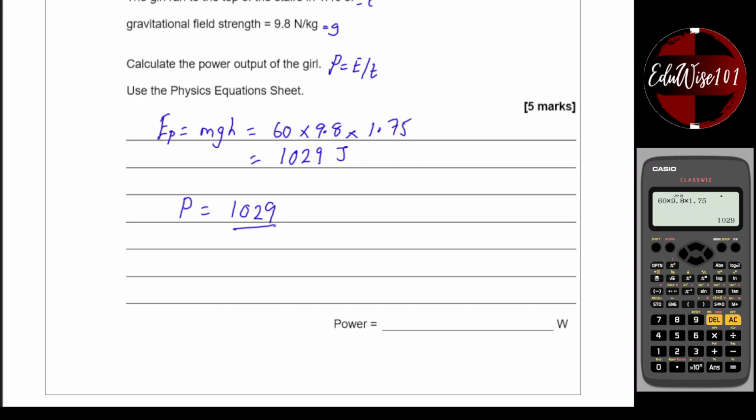So the power is 1029 divided by 1.4. Divide the answer by 1.4. That gives 735 watts.